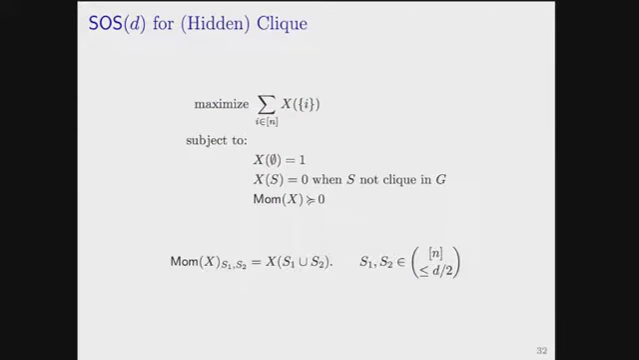And what is this moment matrix? It is a matrix where every row and column corresponds to a subset of size at most d over 2, and the entry corresponding to the row S1 and the column S2 is simply x applied to the union of S1 and S2.